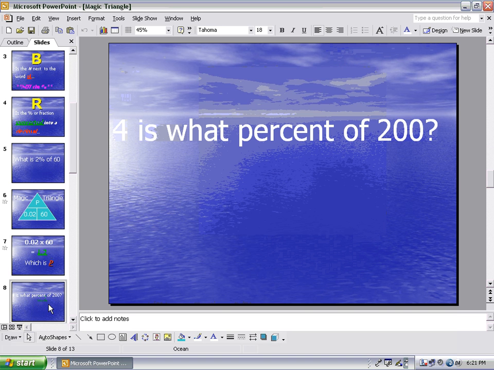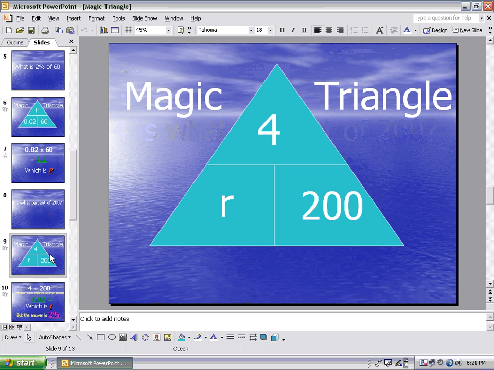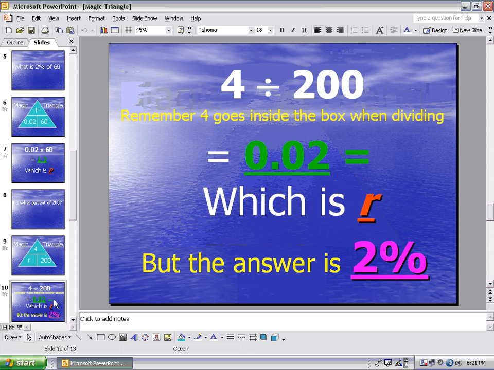I pull up another example. 4 is what percent of 200? I check out my numbers. 4 is next to the word is. That means it goes in place of P. 200 is next to the word of. That means it goes in place of B. So then I pull out my triangle, and they go in exactly like this. So now because I have a number on top and a number on the bottom, I divide. So then all I take is 4 divided by 200, and what I get is 0.02.